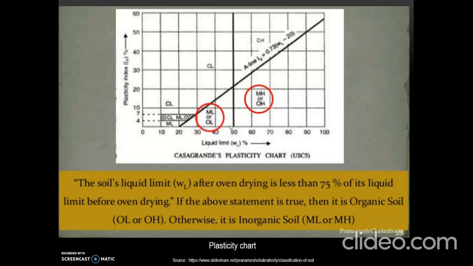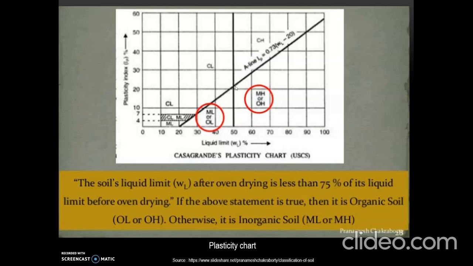Similarly, after we substitute values of liquid limit equal to 50, 60, 70, 80, 90 and 100, we will get various points of IP values. Once we join all the values of IP corresponding to the values of liquid limit, we will get a line which is referred to as the A line.